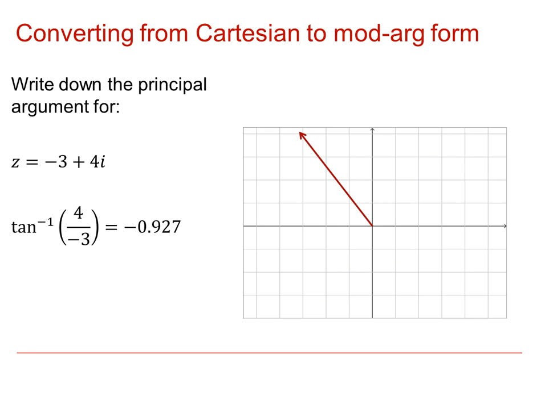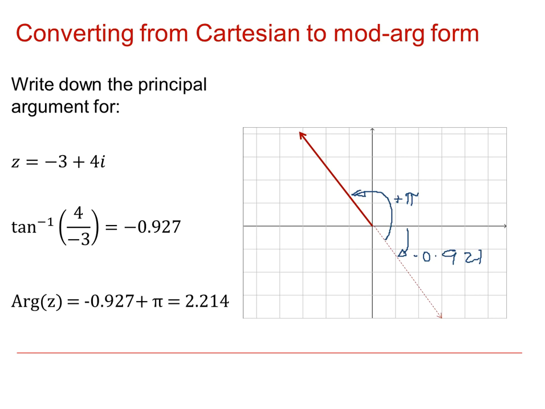Finally, if we look at negative 3 plus 4i, this time tan to the minus 1 of 4 divided by negative 3 gives us a negative value. So it's actually calculated this angle down here, negative 0.927. So this time, to get the correct value for the argument, we're going to have to go in the positive direction and add pi. So that our correct value for the argument this time is negative 0.927 plus pi, so it's 2.214.